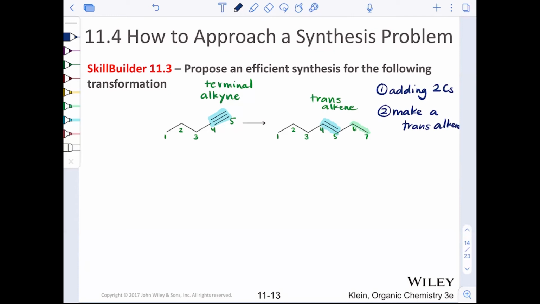Cool. Now, in order to do this, we can start forward. We're going to practice a little retrosynthetic action on the next one, but forward is fine. So what we see here is that we need to do 2 things. We need to add carbons, and we also need to make a trans alkene. Well, in order to make a trans alkene, I need to add my carbons first.